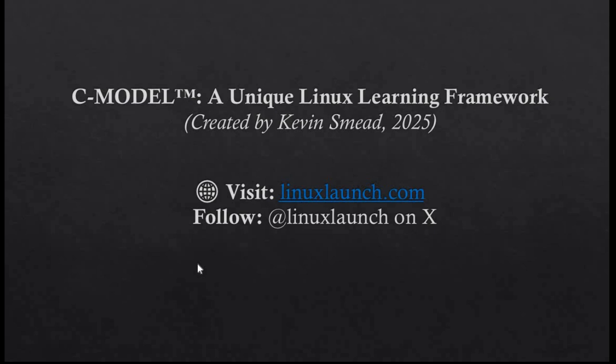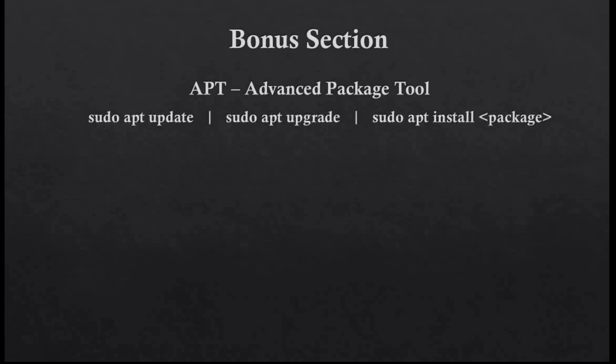This is a bonus section that I wanted to record in order to explain another fundamental concept before we completely leave Module 1. One of the tools that you'll use a lot in your Linux journey is APT, which stands for Advanced Package Tool. You'll have to use sudo apt update and sudo apt upgrade to keep your system up to date. You'll also use sudo apt install to install software, and you'll use sudo apt remove to remove software.